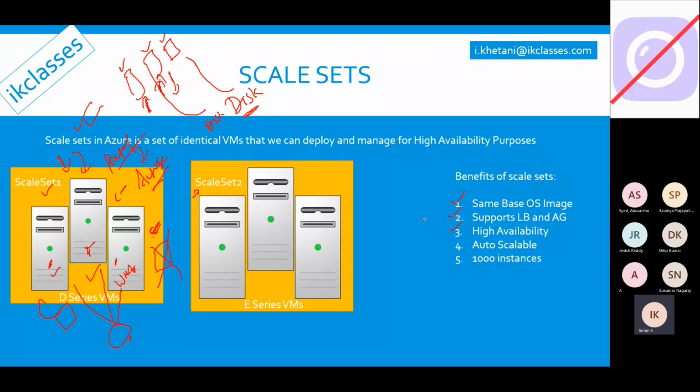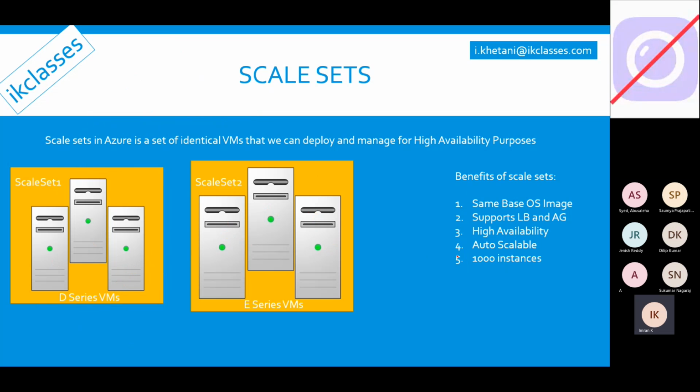Obviously, this is a scale set, so it's providing high availability. We can use auto scale rules, and we can make sure that the number of VMs is decreased or increased accordingly. And you can have up to 1,000 instances in one scale set, but that depends on your subscription. What type of subscription do you have? Okay. So that is scale set.